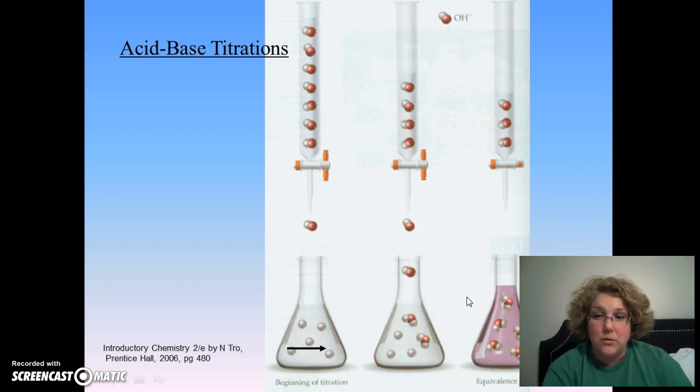Looks kind of neat while you're doing this because there'll be a flash of pink just for a moment, and then it'll disappear, and then all of a sudden you'll finally be at the equivalence point or the end point. The end point is where the indicator actually changes color, and hopefully that's really close to the actual equivalence point. There's different indicators to use for different titrations.